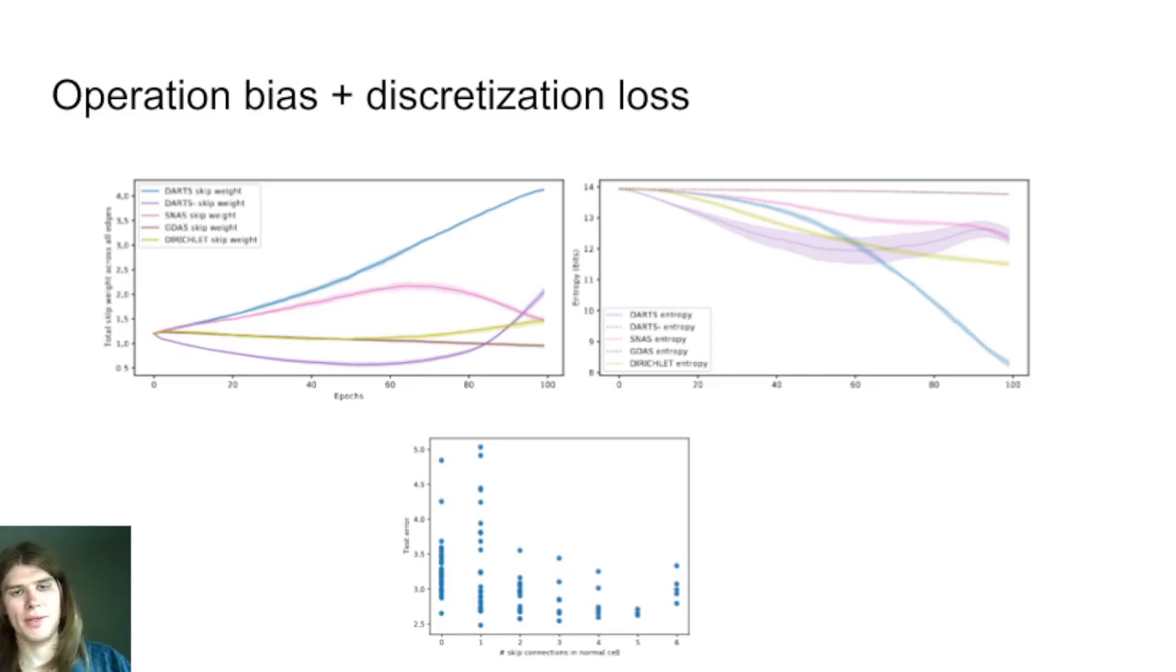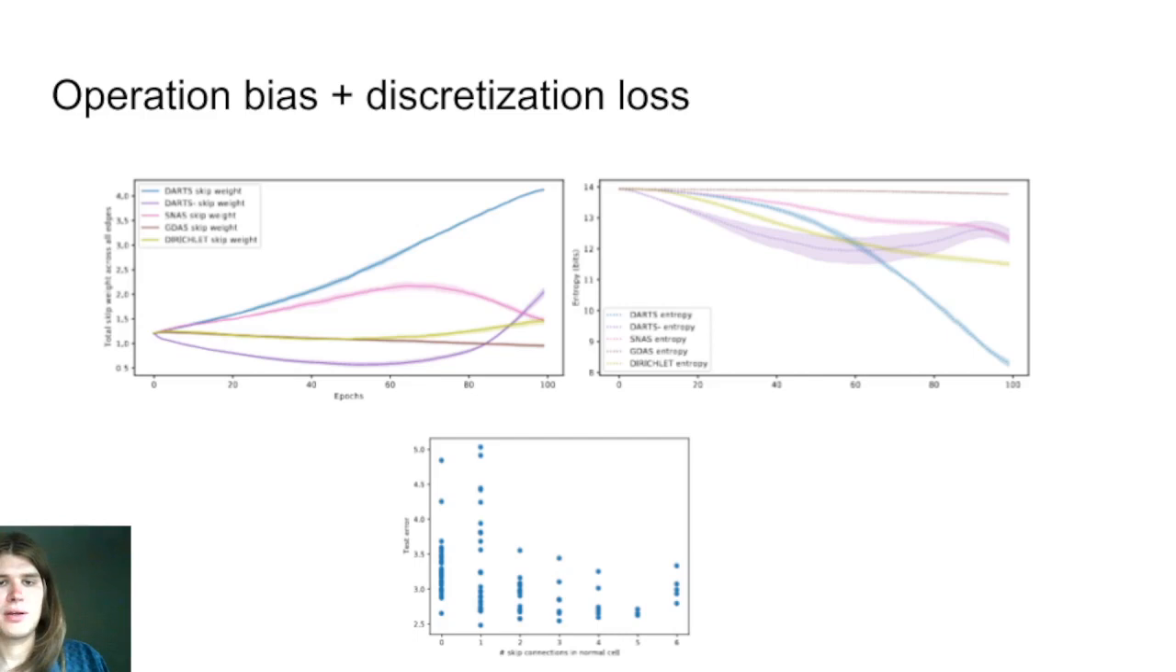This can be explained by the discretization loss, which is viewed through the architecture weight entropy plots on the right. We see that DARTS actually reaches the lowest entropy of all of the training algorithms, which is a result of the erroneous convergence on the skip connection operation. So these results indicate that both of these explanations together can describe the failure of DARTS in the search space, but each explanation on its own is inconclusive.